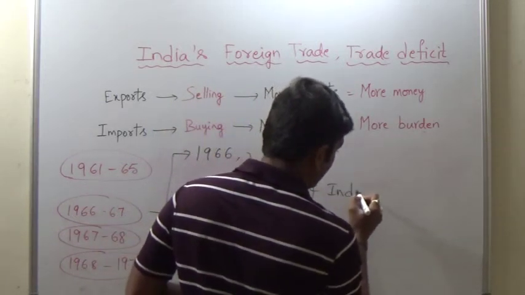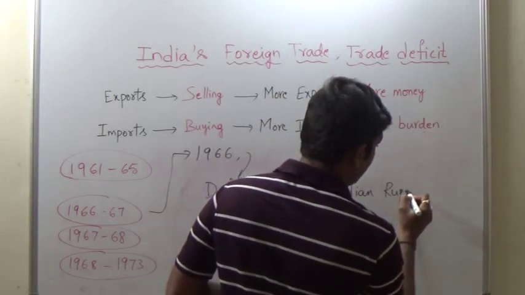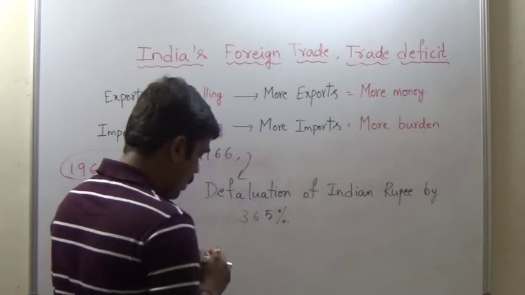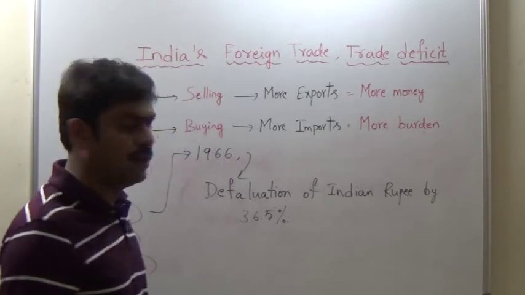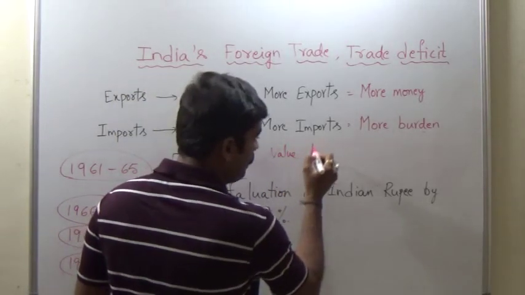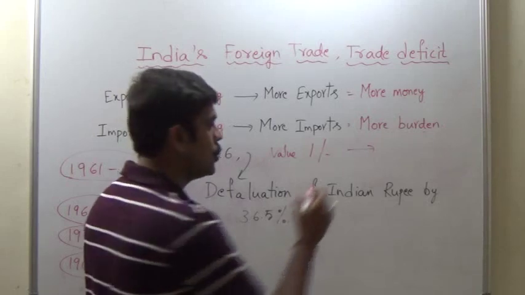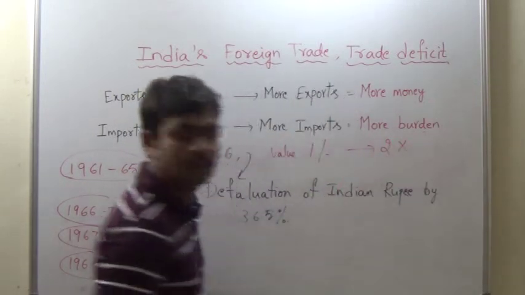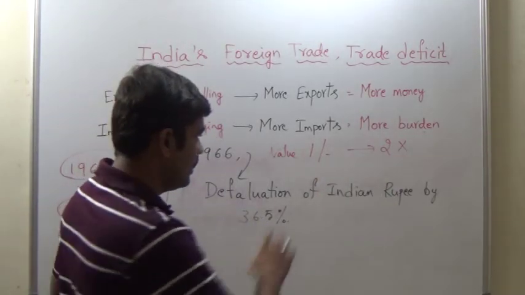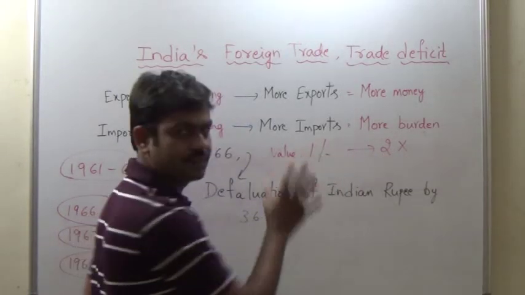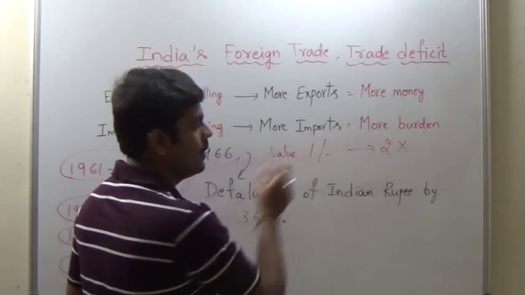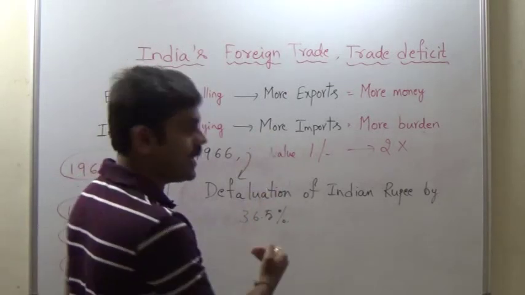Devaluation of Indian rupee by 36.5%. What is this devaluation of Indian rupee? For example, let us say the value of 1 rupee is something around 2x right now. But this value is huge for 1 rupee. Let us assume at this point of time, this value of 2x is a huge burden regarding the value of 1 rupee. So I am devaluing it.